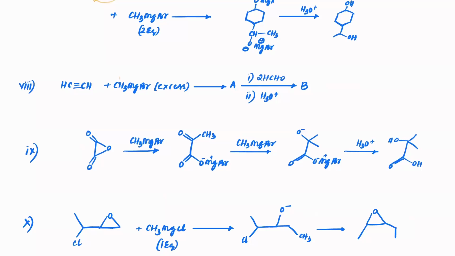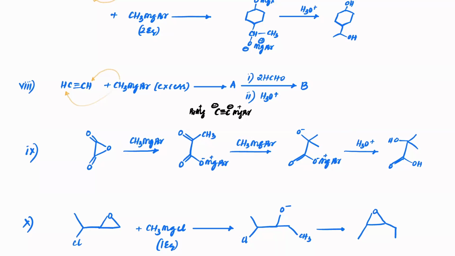CH3MgBr here will first take H plus. Since it is in excess, it will again take H plus from here. It would create what we call C triple bond C minus and minus here, and this with MgBr plus here, and the other side also MgBr plus here.